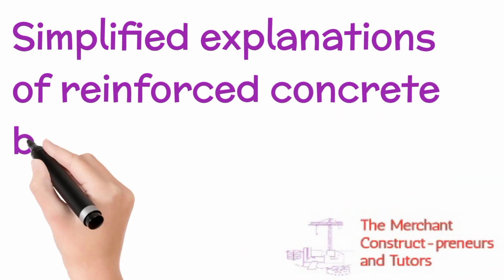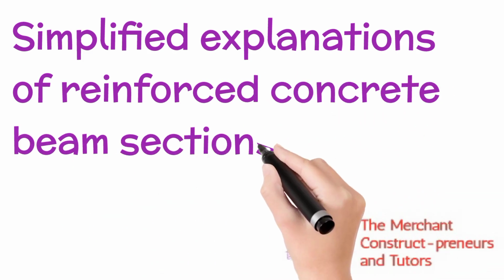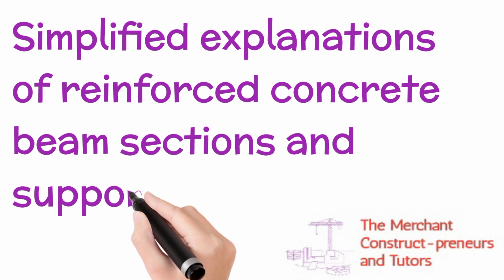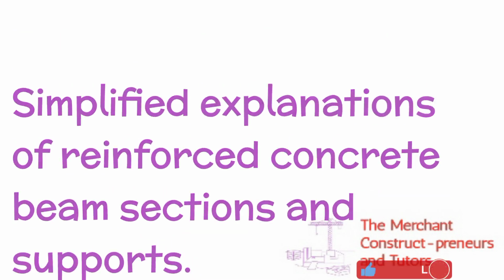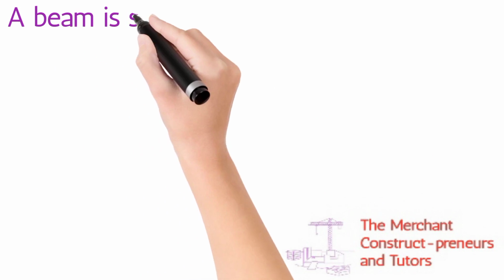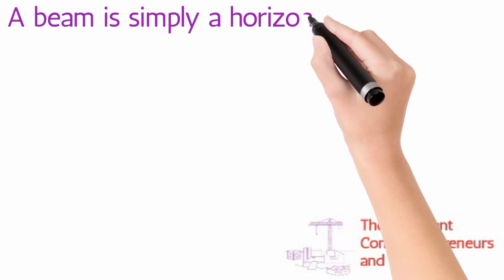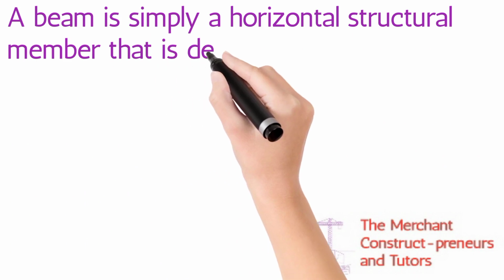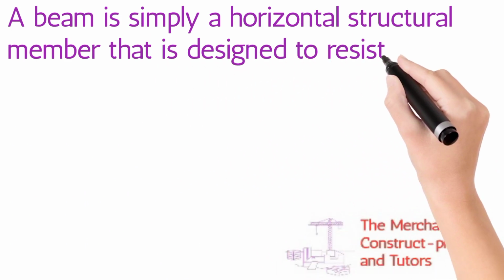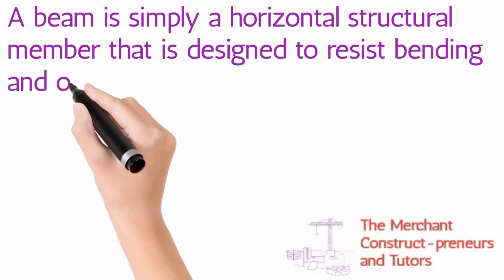Today we'll be looking at the simplified explanations of reinforced concrete beam sections and supports. So, reinforced concrete is a composite type of structure that is made up of steel reinforcement and also concrete. So, we are looking at the beam itself.